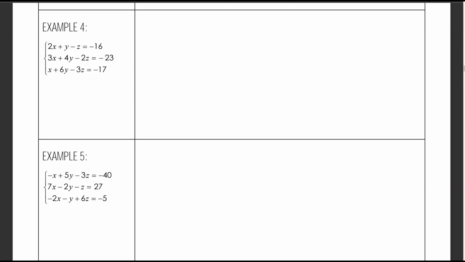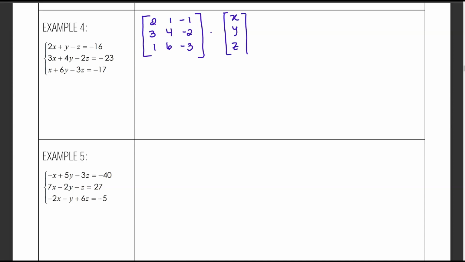So how would this look? So again, we start off with that coefficient matrix. We're just going to define it out. We're going to have, in this case, 2, 1, -1, 3, 4, -2, 1, 6, and -3. Here's our variable matrix, x, y, z, and then that's going to equal -16, -23, and -17.